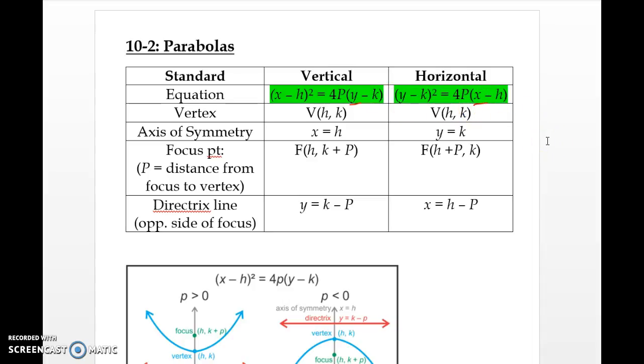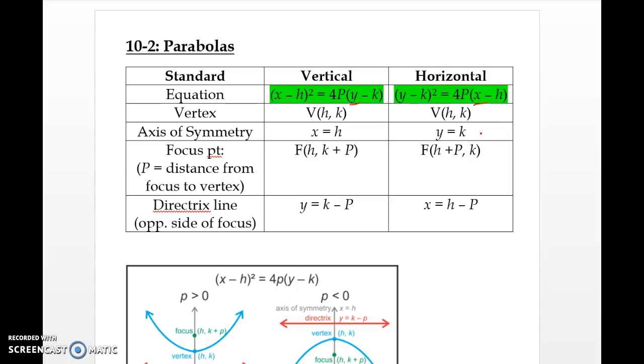So one variable will be squared and one variable will be single. Whichever the single one, that will determine it. So if y is single, your parabola will be vertical, and if x is single, your parabola will be horizontal. You have a vertex. You don't have a center point. You have a vertex point, which is (h, k). Your axis of symmetry is a line that goes straight through your vertex and your focus and the center of your graph. And that's x equals h for a vertical, or y equals k for a horizontal.